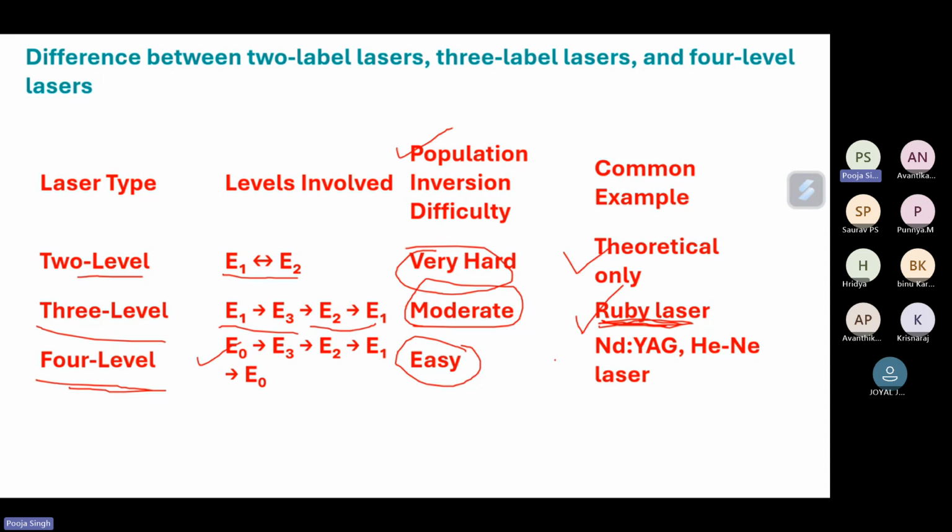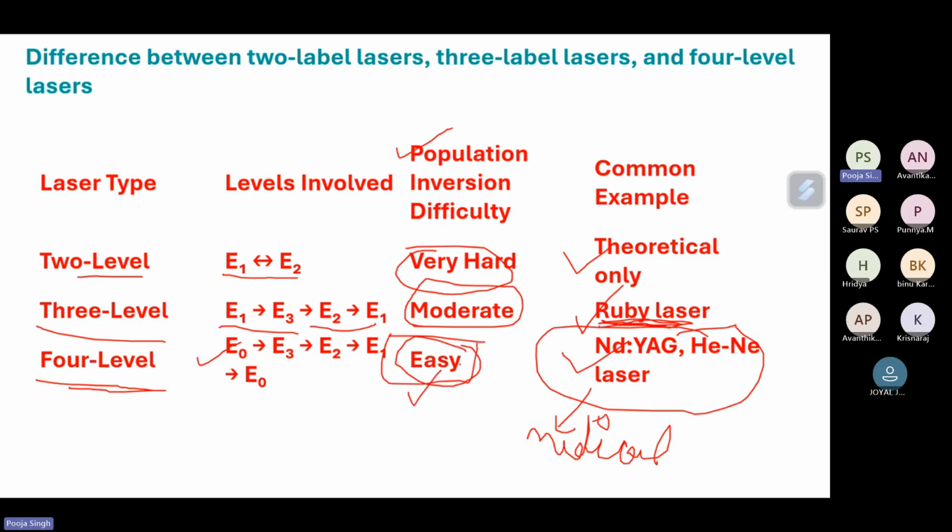In neodymium YAG and helium-neon lasers, this kind of laser is basically used most for medical purposes. Because it's a 4-level laser, it has very easy transitioning into population inversion, and a high intensity laser beam comes out. Okay, so this is all about the lasers that we are studying.